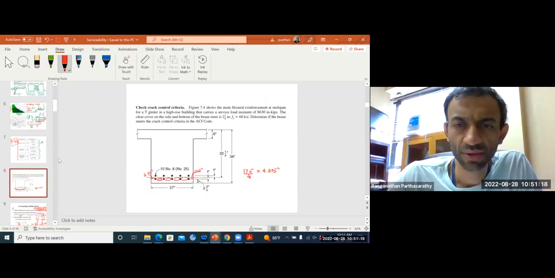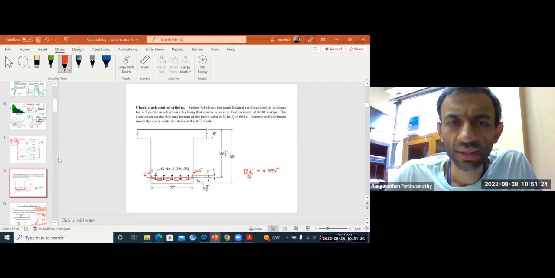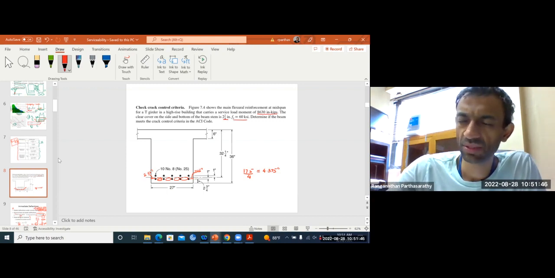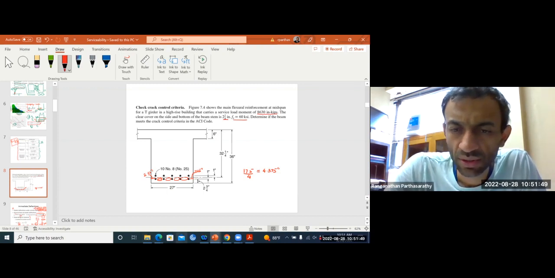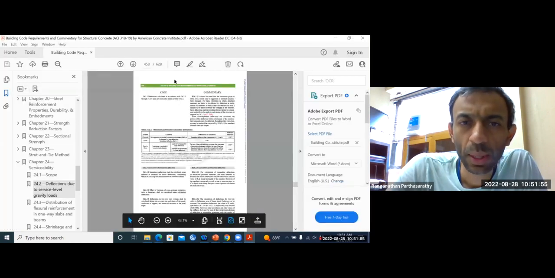Now let's do a quick check for one particular problem. You have a T girder in a high-rise building, and you have a service load moment of 8,630 inch-kips, and the clear cover on the side and bottom is given as 2¼ inch. Fy is given as 60 ksi. We want to see if we meet the crack control specification in the ACI code. So just to show you the ACI 318 criterion that we are seeing for crack width.